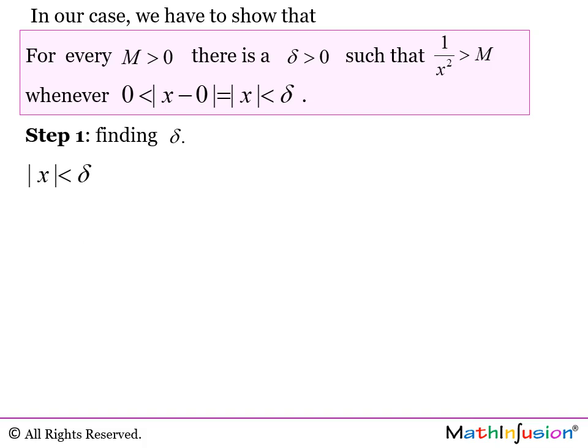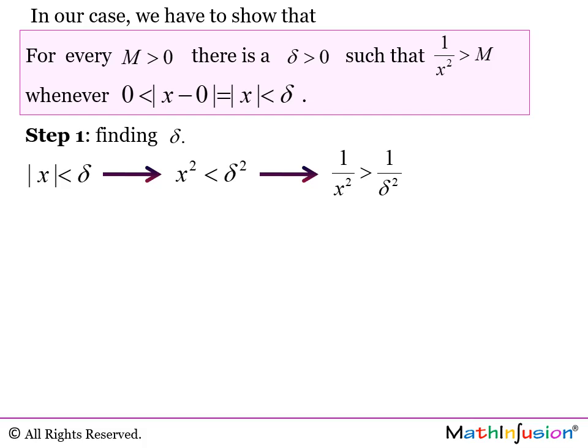The absolute value of x is less than delta. So x to the power of 2 is less than delta to the power of 2. But if you look, I need to create 1 over x to the power of 2. So I will take the reciprocal of both sides, and now I get that 1 over x to the power of 2 is greater than 1 over delta to the power of 2.